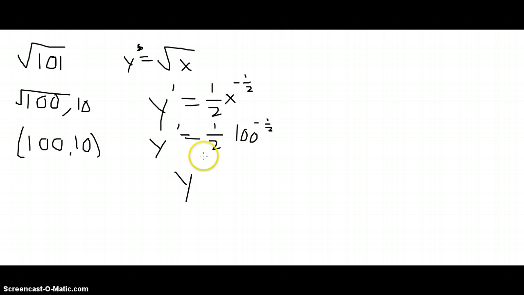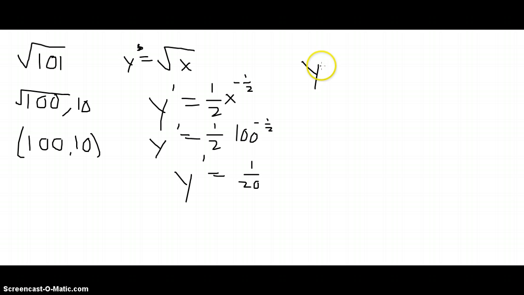So from there, we get an answer of 1/20. And that is our slope of the original function at that given point. So then we have this slope over here, and then we have a point over here. From there, we can then create a line.